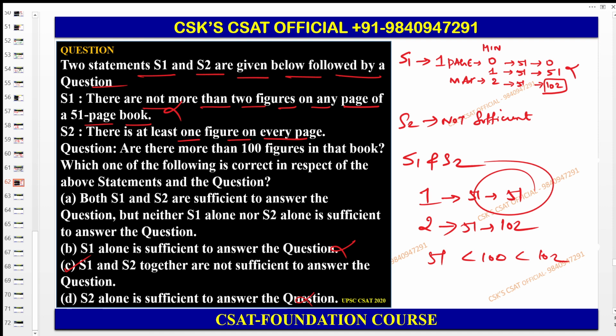If the 51 pages contain only one figure each, the total number of figures is 51. Maximum 2 figures, if present in a particular page. Total number of pages is 51. If 51 pages contain 2 figures each, how many figures will there be totally? 51 into 2, 102 figures are there in those 51 pages. Understood? Up to this? Okay, got it clear. Okay, fine. Next one.